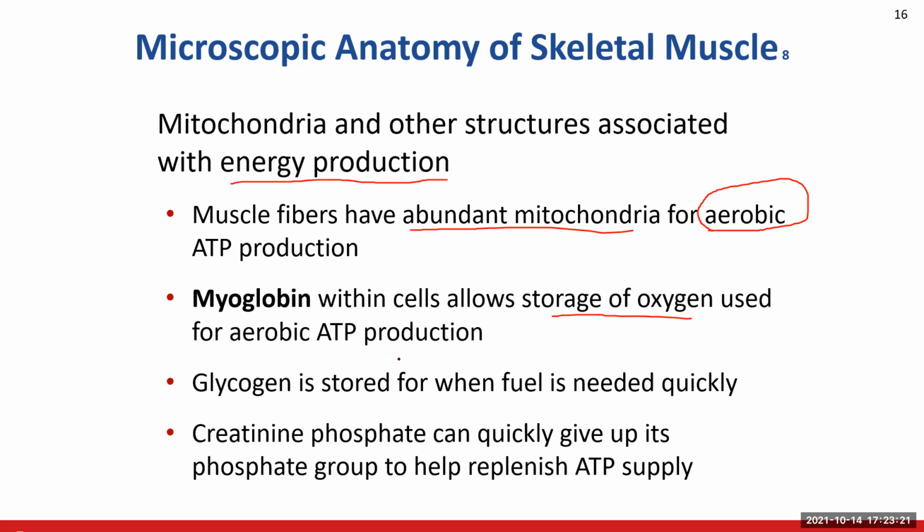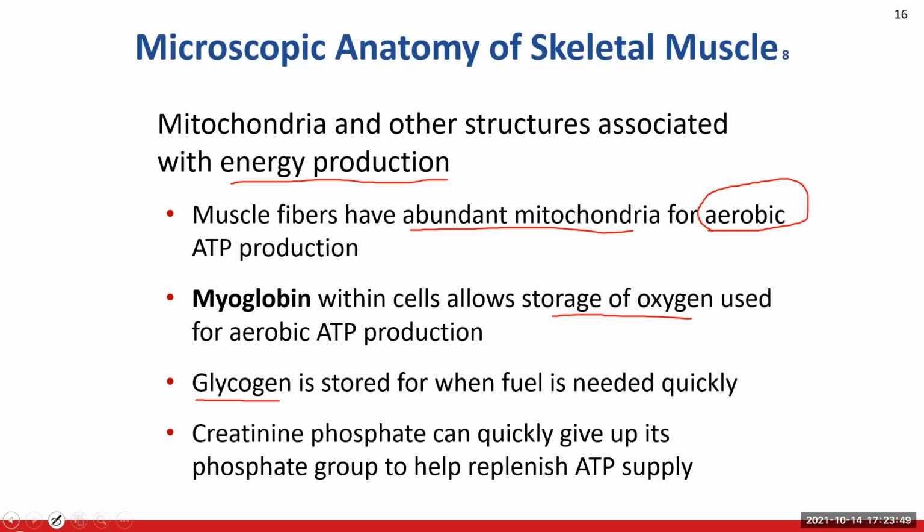We'll also need something to help make ATP. Well, there's glycogen. What's glycogen? That's the storage form of glucose. We talked about that before. There are only two types of cells or organs that are going to store glucose: the liver and muscle, specifically skeletal muscle. So we have glycogen, which is the stored form of glucose.